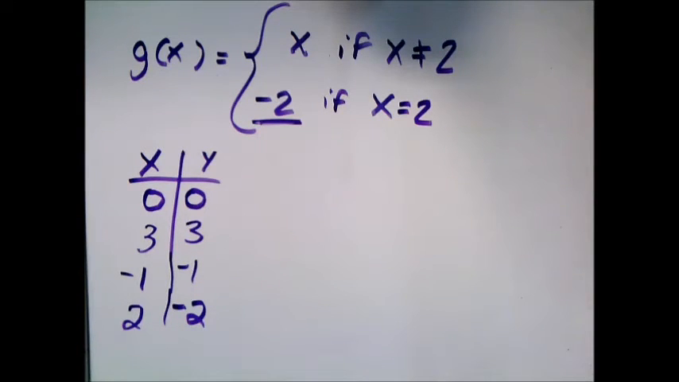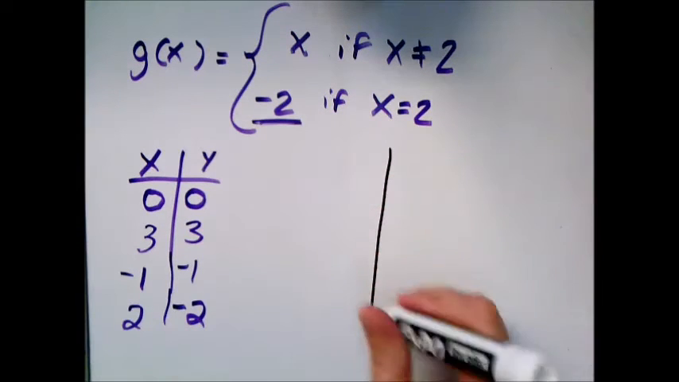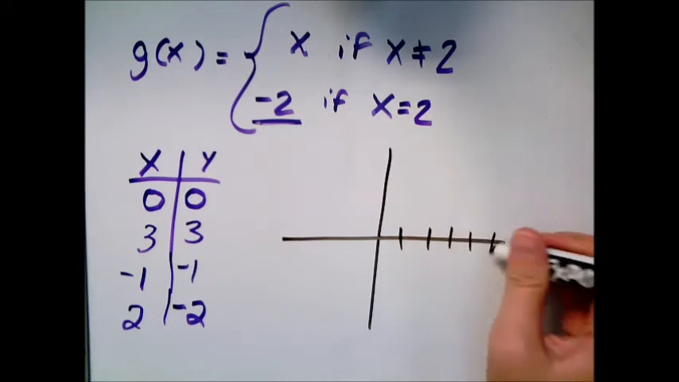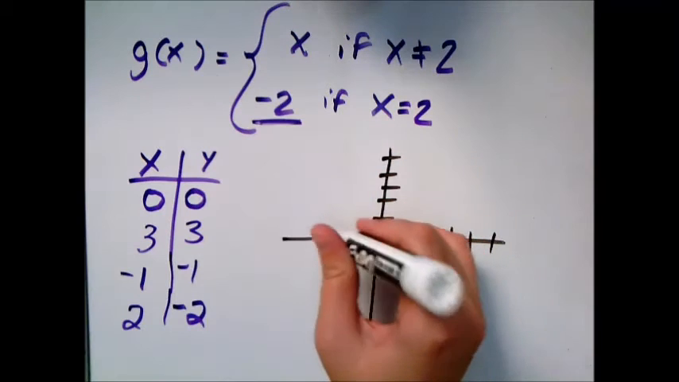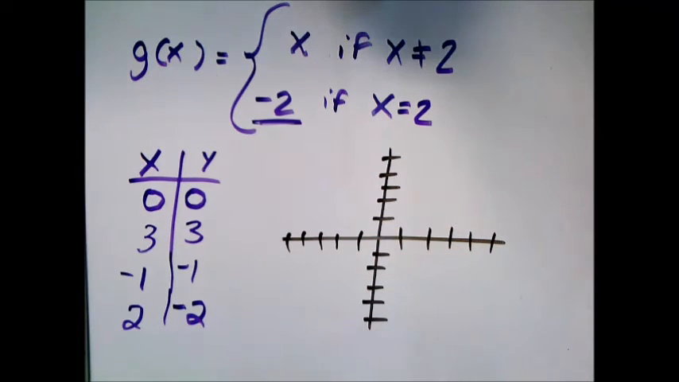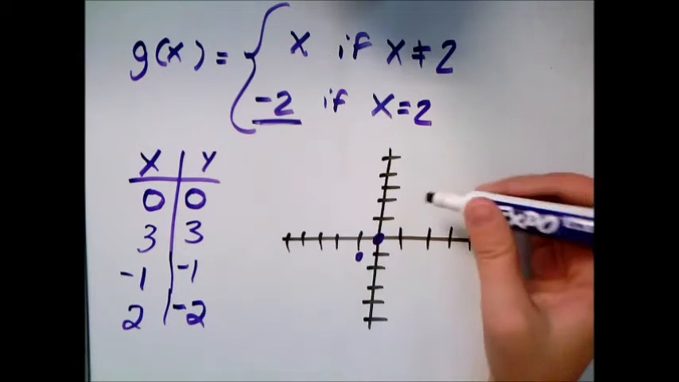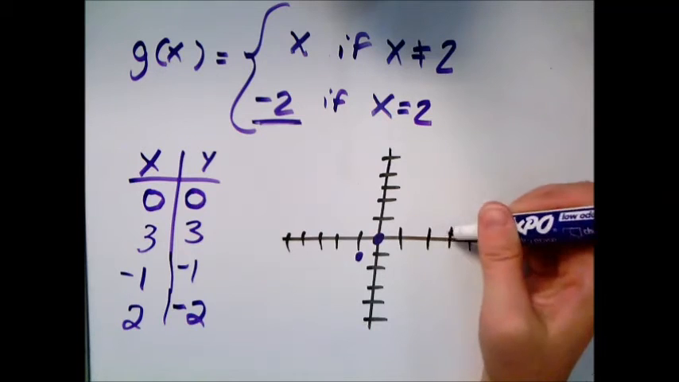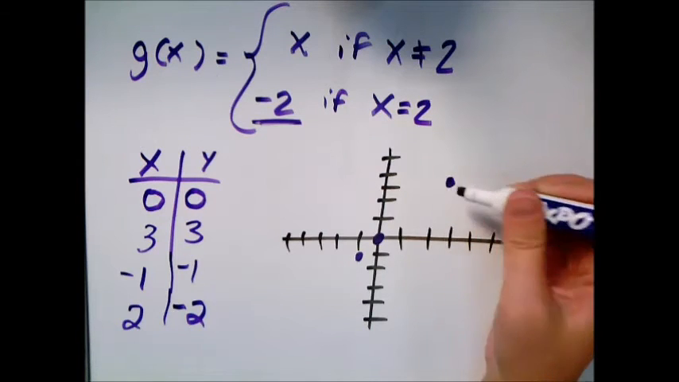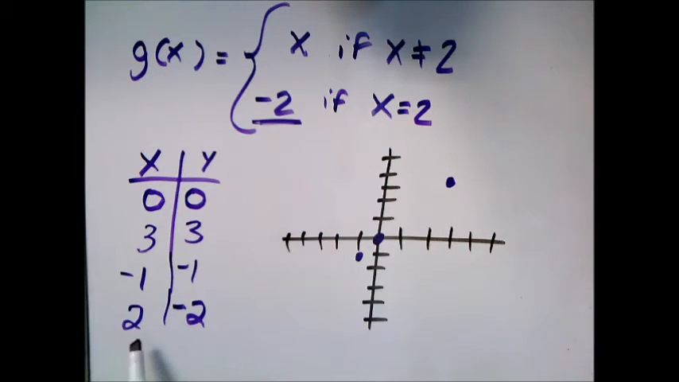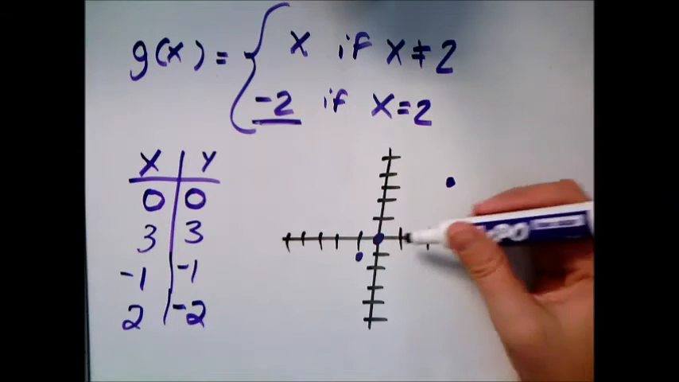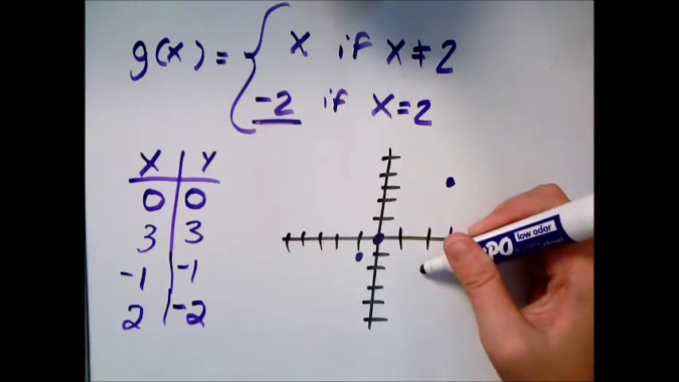So then let's try graphing these points. So 0, 0 is here. Negative 1 is here. 3, 3 is here. So notice they all fall in the same straight line. The only difference is this one point, 2, negative 2. So over 2 and down 2.